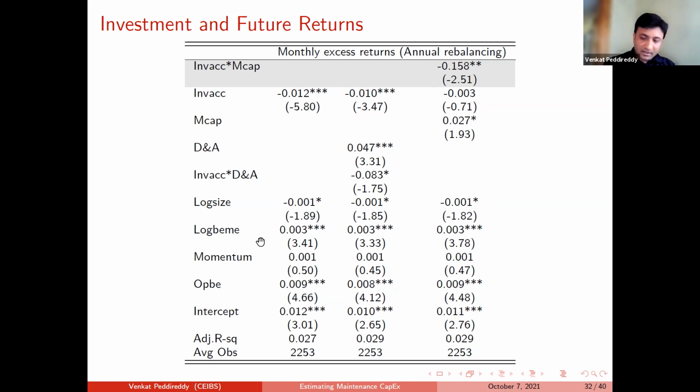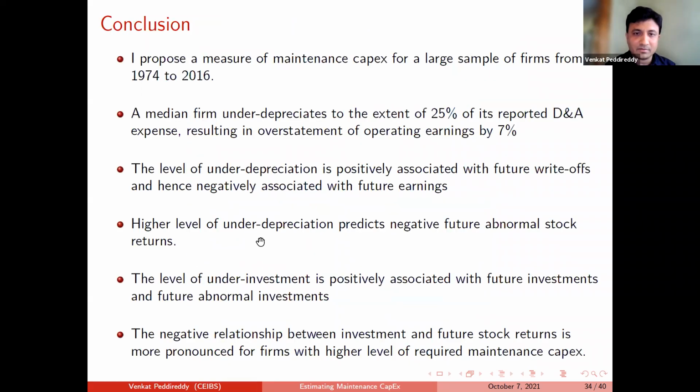Right? So I think I'm almost done. To conclude, I propose a measure of maintenance capex for a large sample of firms. I find that the median firm under-depreciates to the extent of 25% relative to its reported D&A expense, resulting in an overstatement of operating earnings by 7%. I validate this measure using future write-offs, future earnings, and future stock returns. Thank you so much for the suggestions.